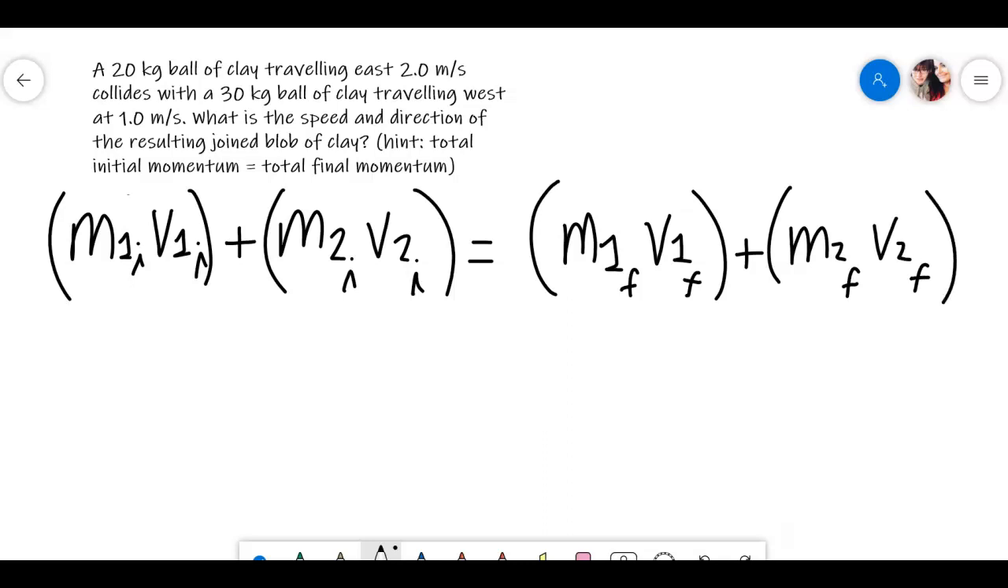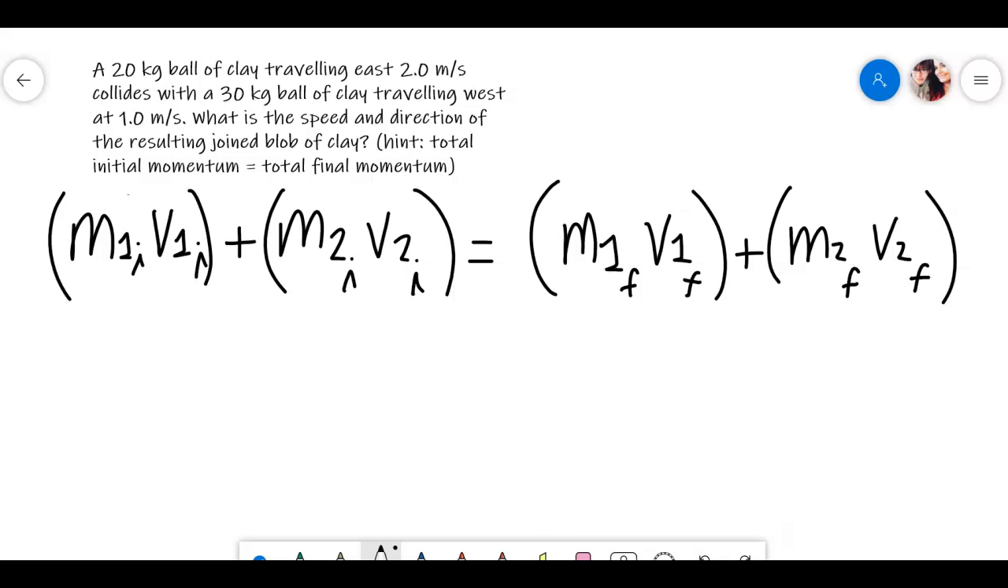Okay? So initial velocities times initial masses, and you add those together for each object. That's object 1 and object 2. And that should be equal to the momentum of the first object and the second object after the collision added together also. Okay, so keep that in mind.